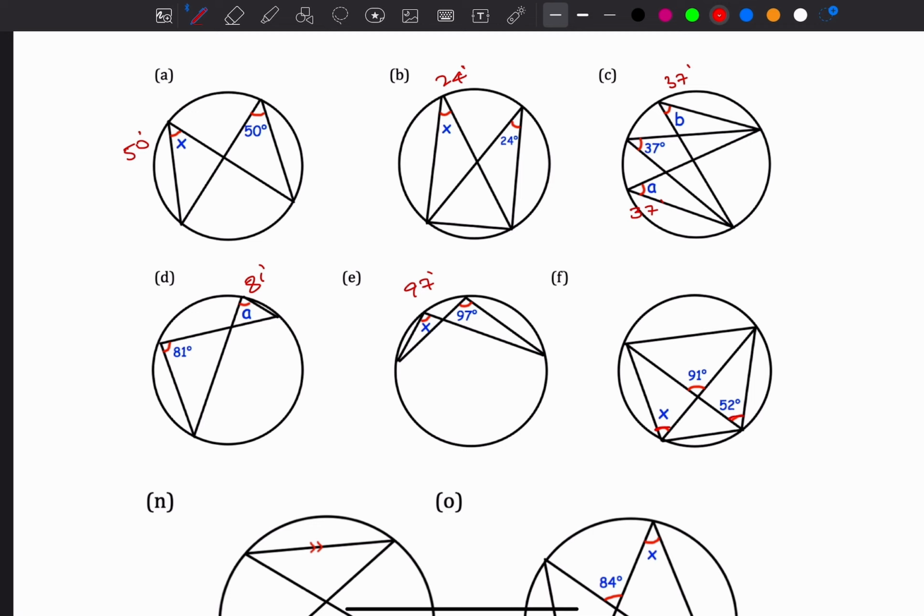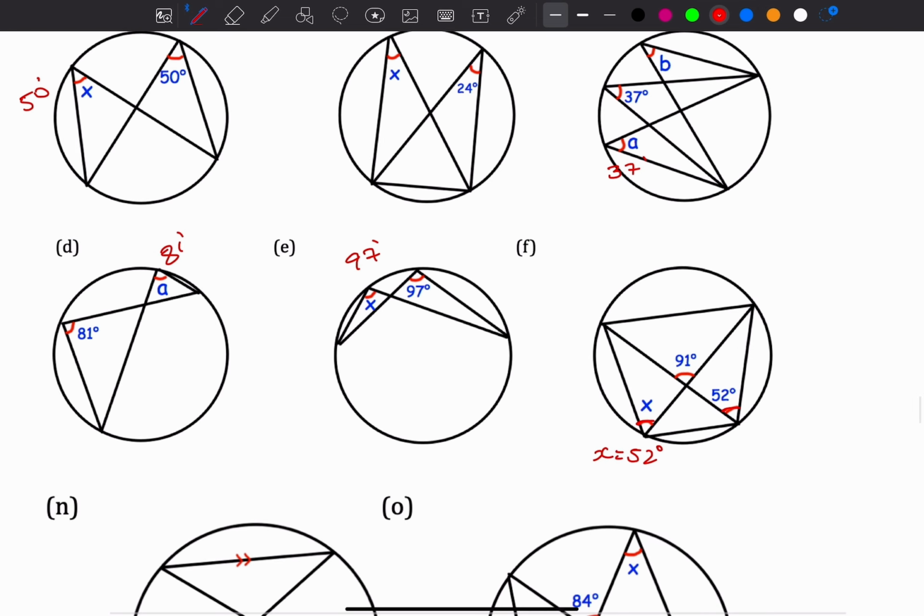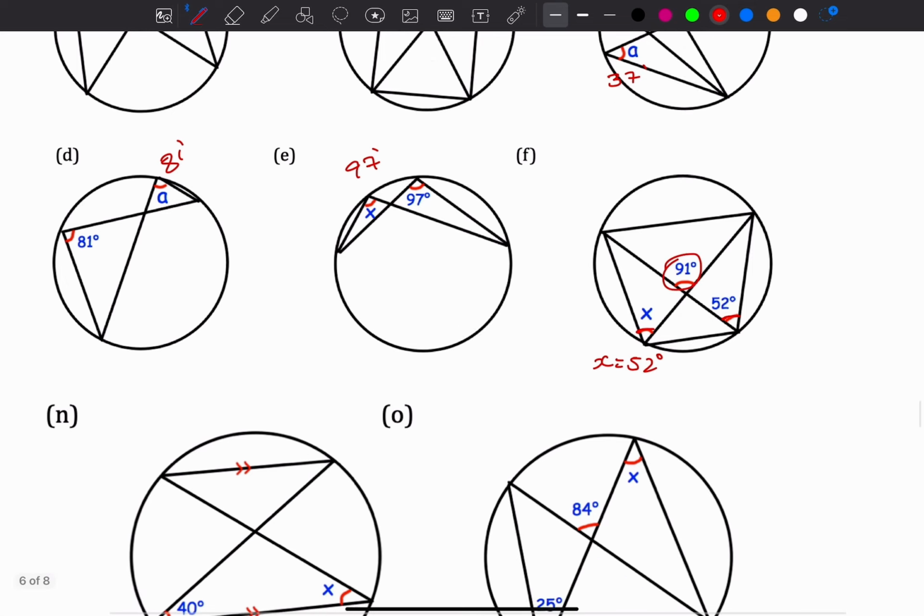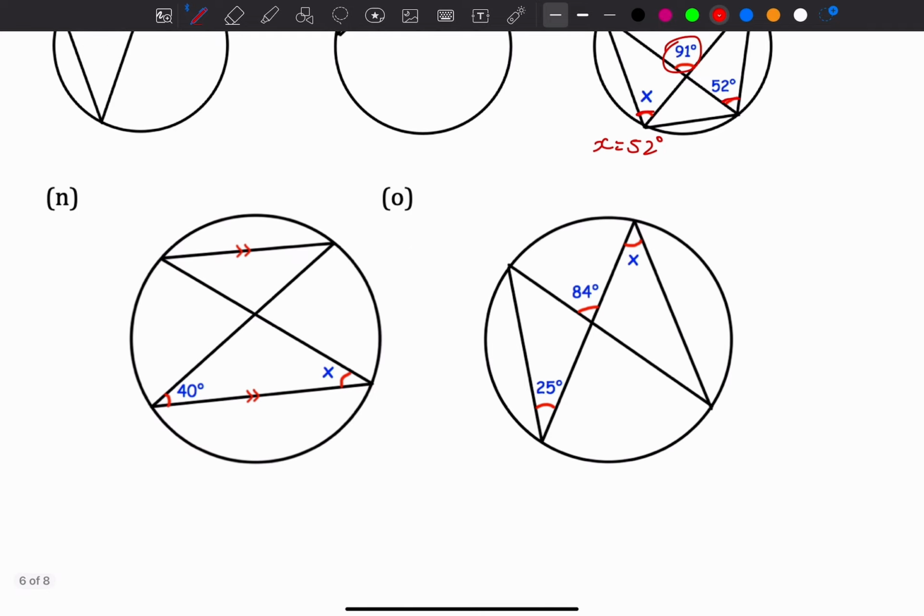52, so that's x is 52, angle in the same segment. And then they want, what is this? Okay, 91. Why bother saying 91? No point. That's fine, not a problem.